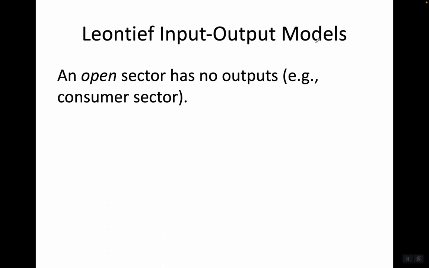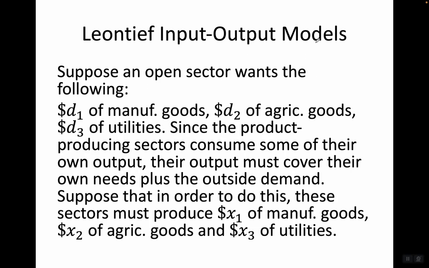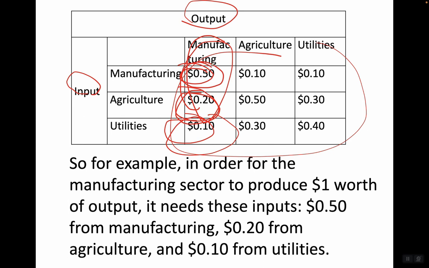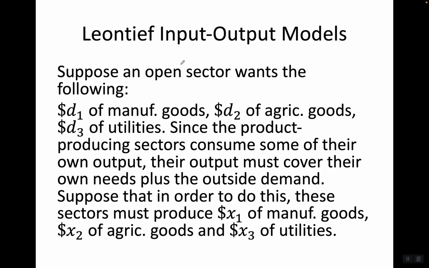An open sector has no outputs, the consumer sector, for example. Suppose an open sector, like the consumer sector, wants the following: D1 of manufactured goods, D2 of agricultural goods, D3 of utilities. Since the product-producing sectors consume some of their own output, we saw that a moment ago, because in producing manufactured goods, the manufacturing sector uses stuff from manufacturing. Their output must cover their own needs plus the outside demand. Suppose that in order to do this, these sectors must produce X1 of manufactured goods, X2 of agricultural goods, and X3 of utilities.